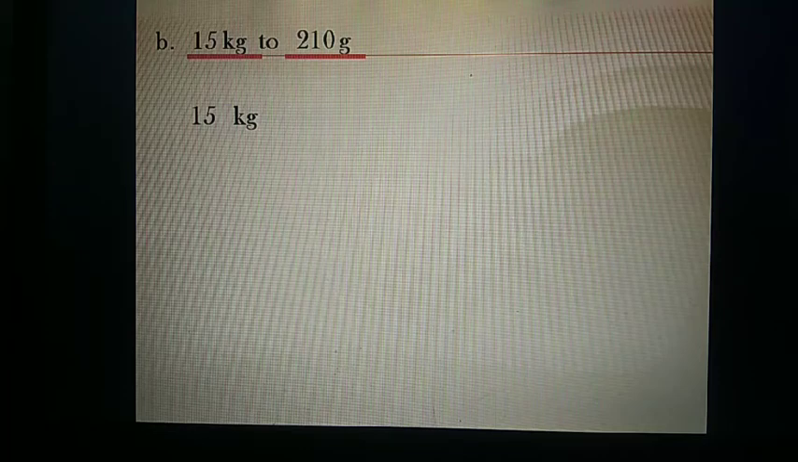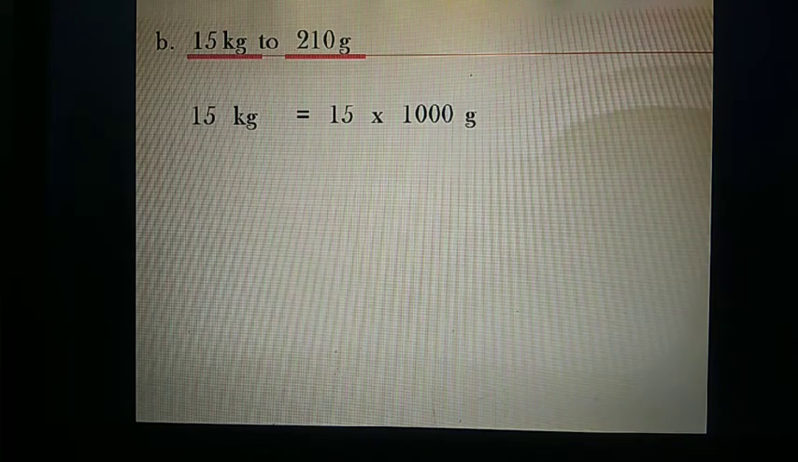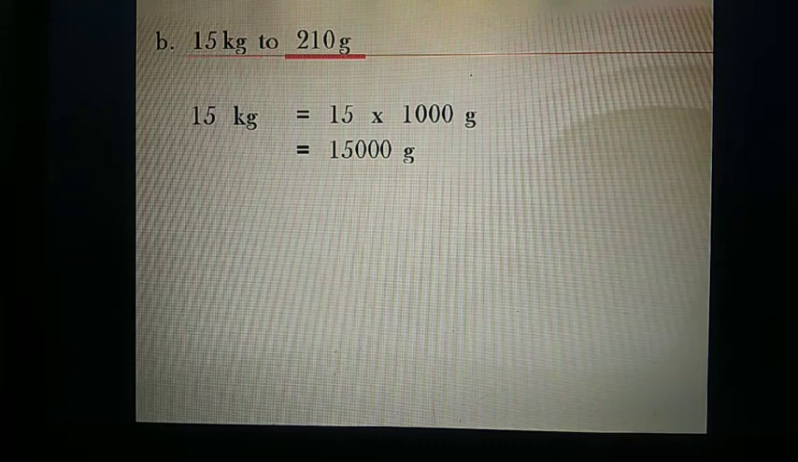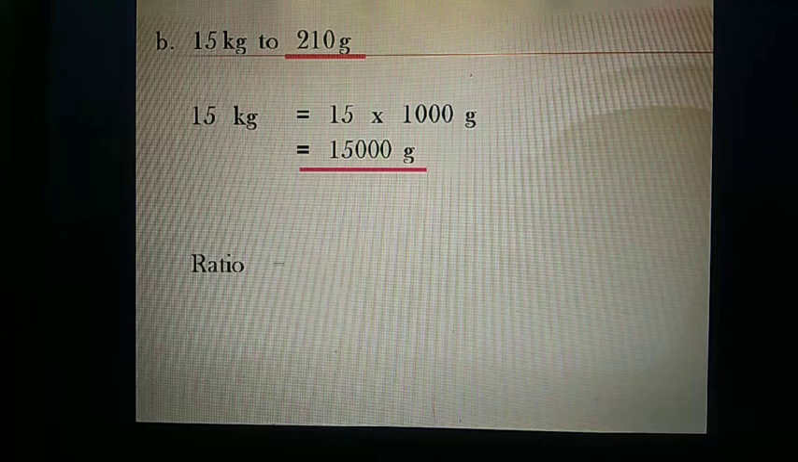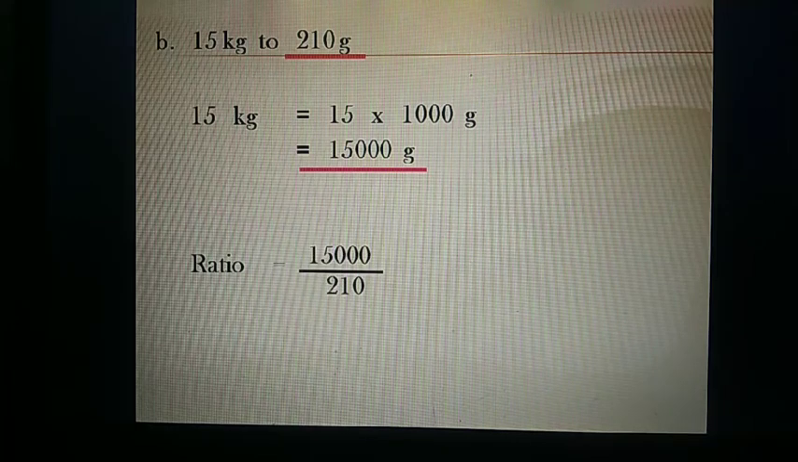Moving to second sum, it's 15 kg to 210 gram. Again, the units are not same. So we will convert the bigger unit into the smaller one. 1 kg means 1000 grams. So 15 kg means 15 into 1000 gram, that is 15,000 gram. Again, in place of 15 kg, we will use 15,000 gram. And yes, we will get the ratio as 15,000 upon 210.